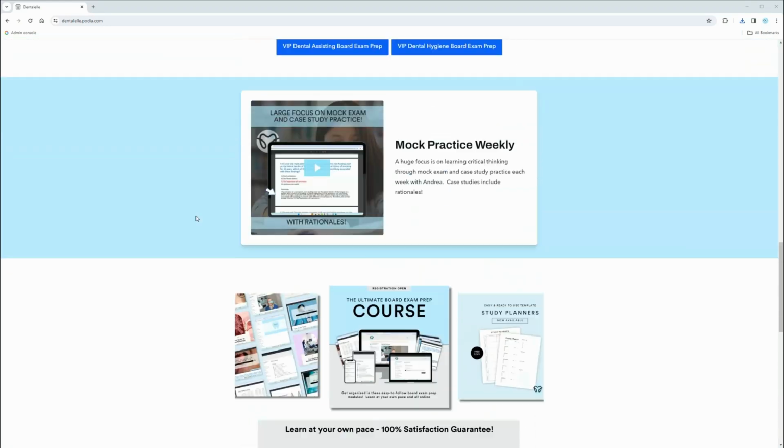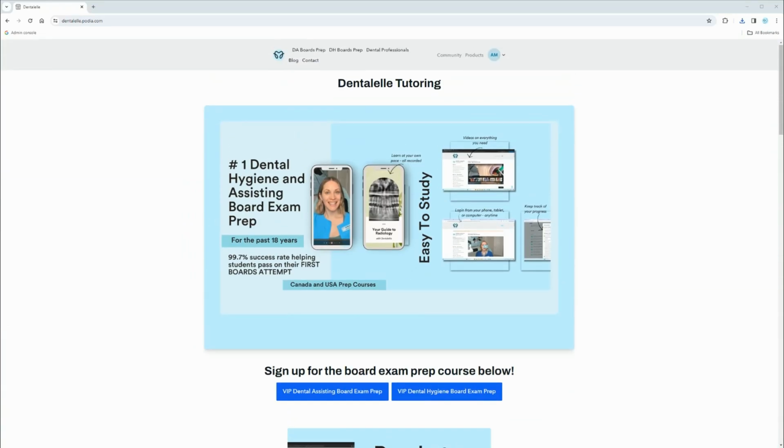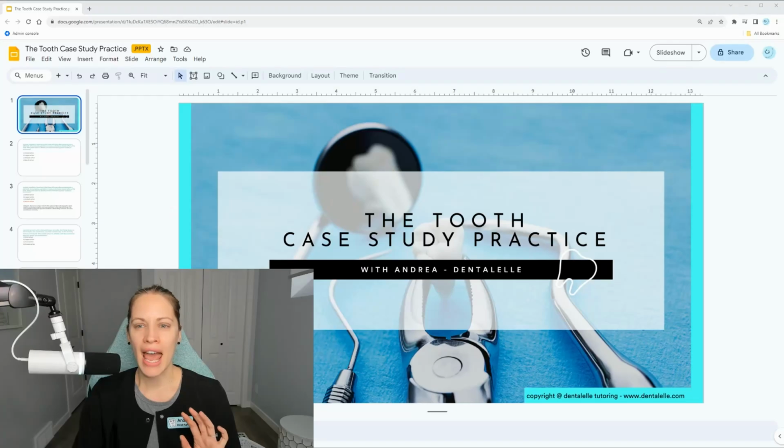So in the video today, I want to go over the tooth case study practice. So this is where we're talking about tooth surfaces and basic anatomy of the tooth. Think dentin, enamel, and pulp. So I'm just going to jump right into it, and let's go right into some case study practice questions.